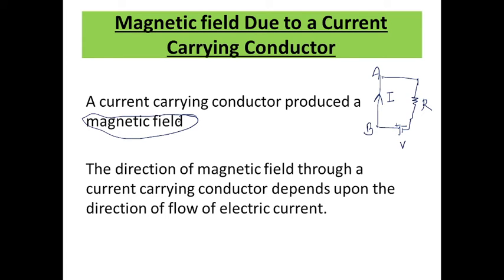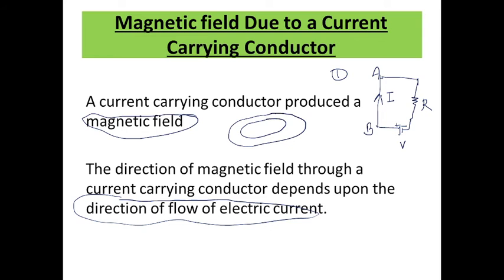This is the concept I have explained to you, the electromagnetic effect. Now the direction of this magnetic field depends on the direction of the flowing current. Okay, I will explain what the direction of the magnetic field and the magnetic field lines is. First point, this current carrying conductor AB produces a magnetic field. Second, the shape of the magnetic field lines is in the form of concentric circles like this, and the direction of these circles is determined by the right hand thumb rule.